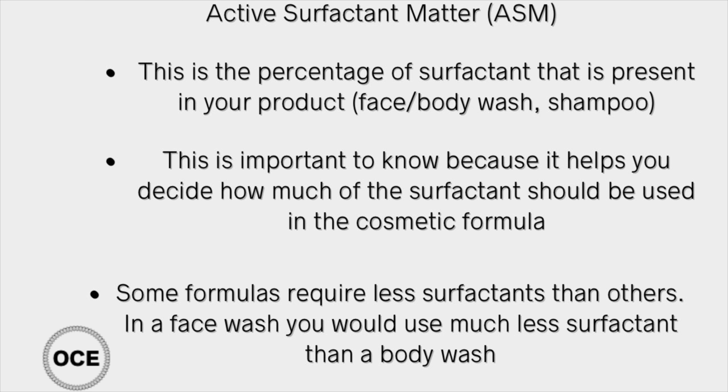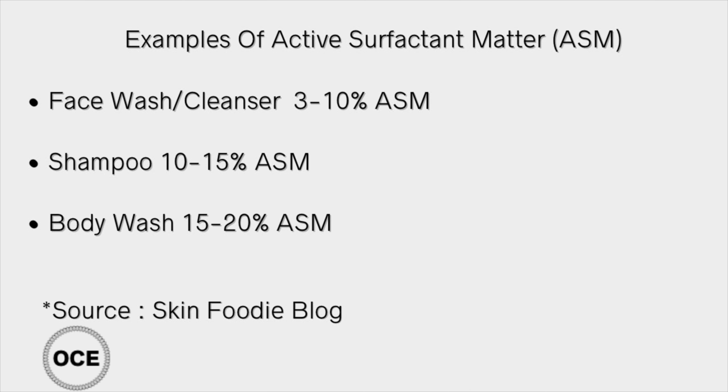Moving on to active surfactant matter, ASM. Just in case you've never heard of this, this is very important when you're formulating your cleansing products. It's just the concentration of the active surfactant, the percentage of surfactant that's present in your cleansing products. So why does this even matter? Because when you are creating your formula, this number helps you decide how much of the surfactant you should use in your formula. Some formulas you need to use less of a surfactant, and some other formulas you have to use much more of a surfactant. So these are just examples.